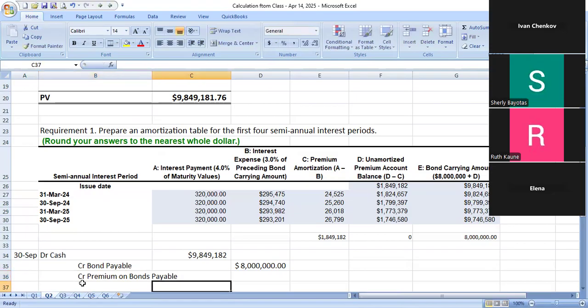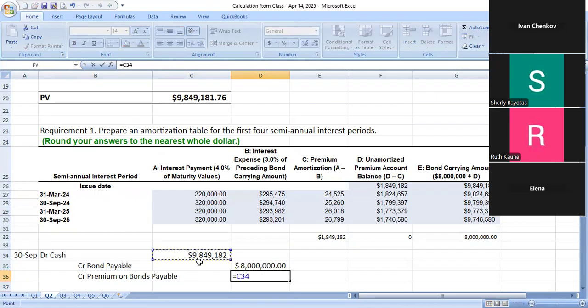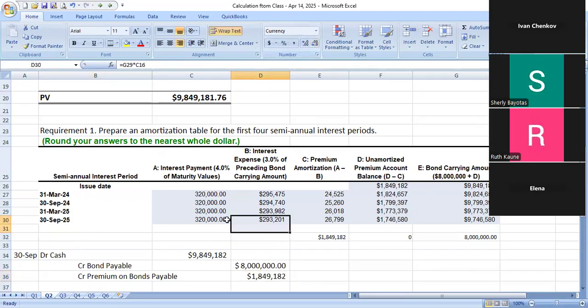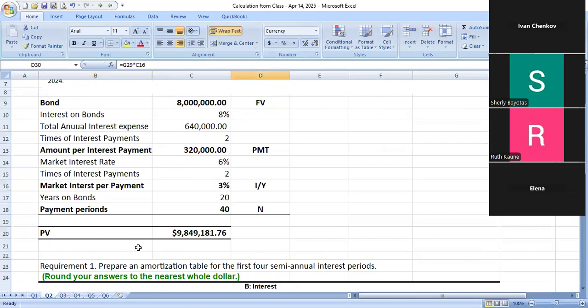And the premium is going to be simply either this amount, or you get it as a calculation of those two amounts. It doesn't matter. It's always going to be the same. Minus 8 million, and it's going to be the premium. Don't forget to round it to the nearest dollar amount in order to get the right answer. So we get the September 30th.